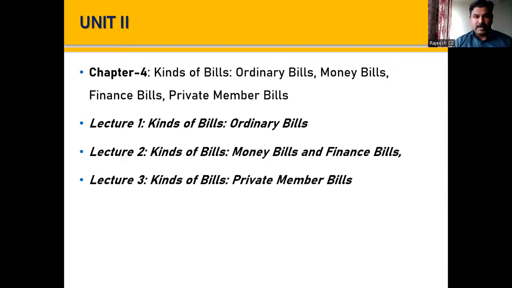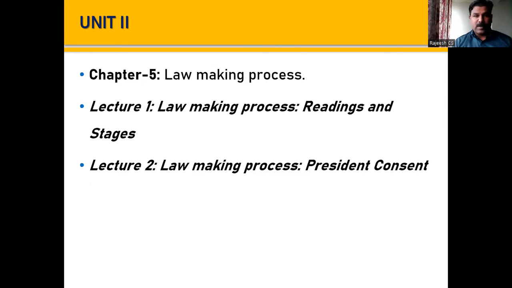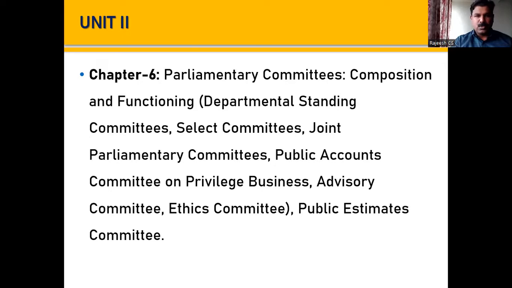When it comes to Unit 2, you can see there are three lectures under Chapter 4. Lecture 1, kinds of bills. There are different types and categories of bills in the Indian Parliament. This is some technical information you need to equip yourself with. Lecture 1, ordinary bills. Lecture 2, money bills and finance bills. Lecture 3, private member bills. Under Chapter 5, we have two lectures in which we will be discussing the stages and steps in the lawmaking process. Readings and stages will be covered in Lecture 1, and the role of the President in giving his or her consent in making a bill an actual law will be covered in Lecture 2.